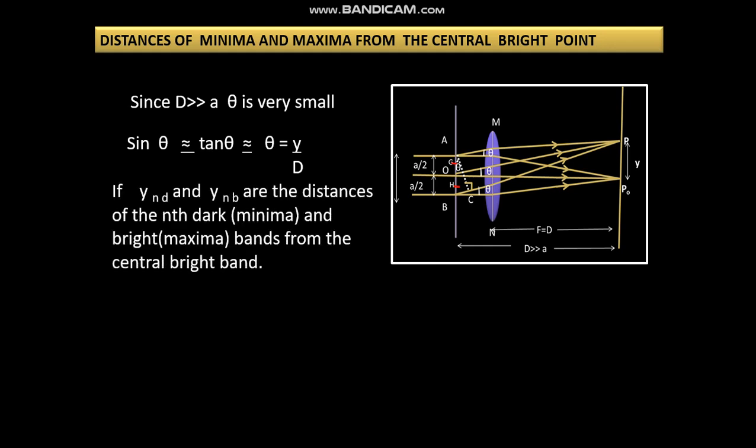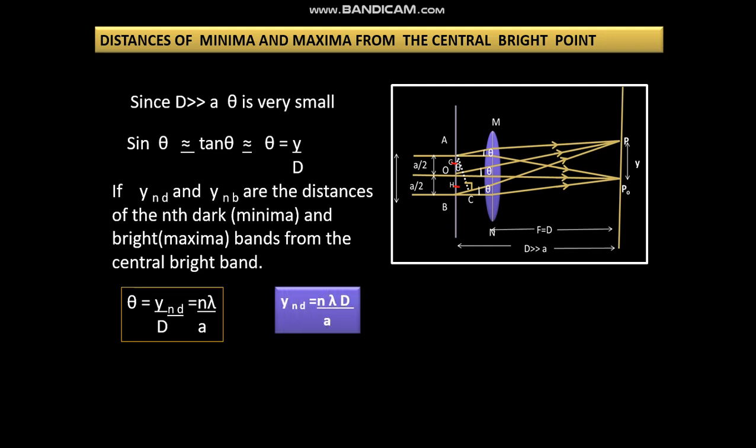If yn(d) and yn(b) are the distances of the nth dark band or the minima and the bright band or the maxima from the central bright band, then theta is yn upon D, that is equal to nλ by a. So yn(d) is equal to nλD upon a. So yn(d) is equal to nW.